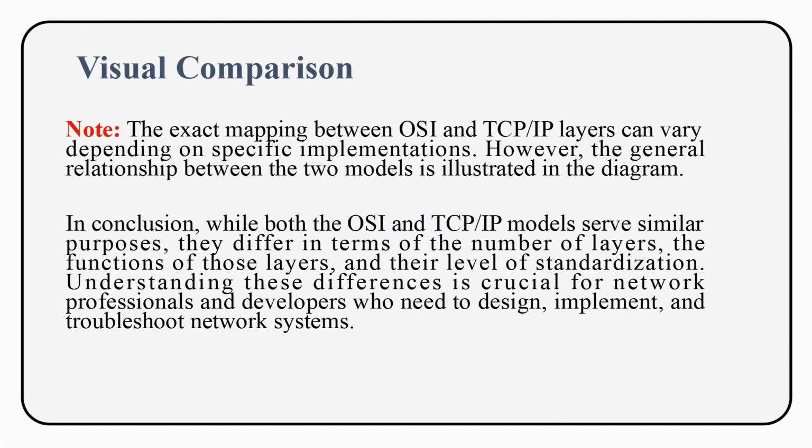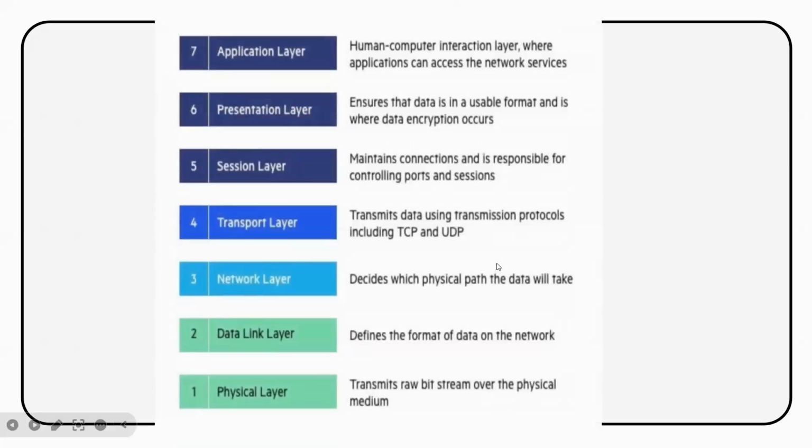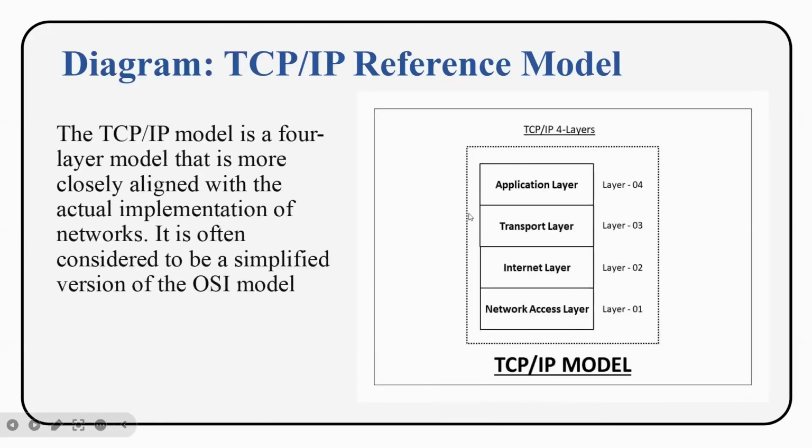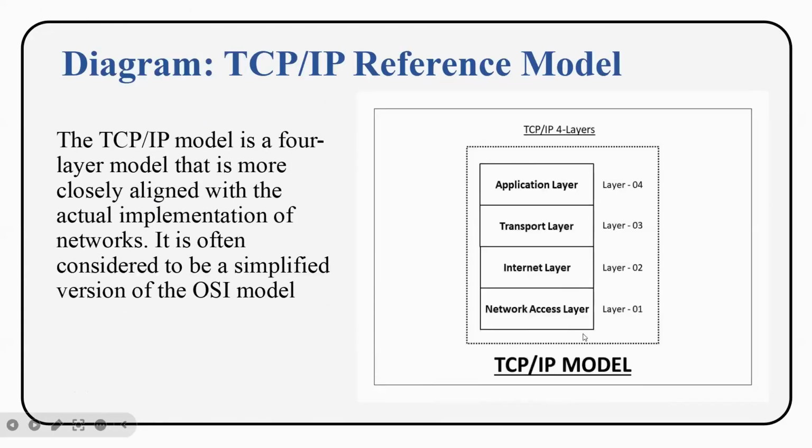In conclusion, the OSI and TCP models serve similar purposes and different purposes. Both things are there, but ultimately these are standardizations. These are the rules which are used to design, implement, and troubleshoot network configuration. Here it is. So this is the OSI model, obviously. And this is the diagram for the TCP/IP reference model. This is a very common diagram which you can find anywhere.